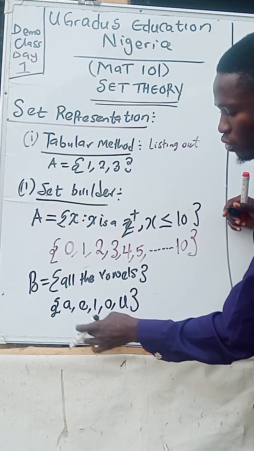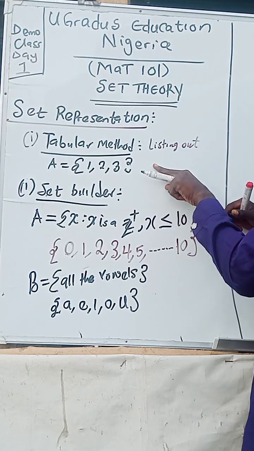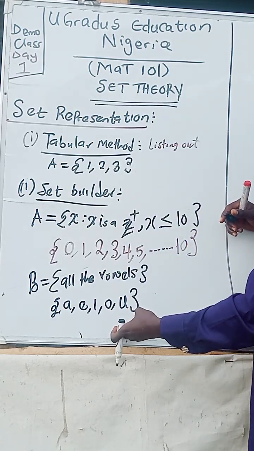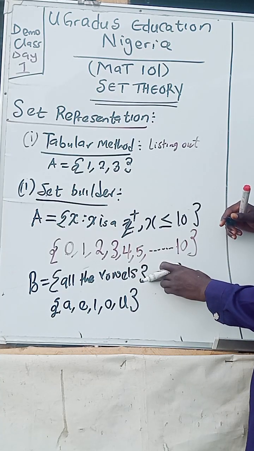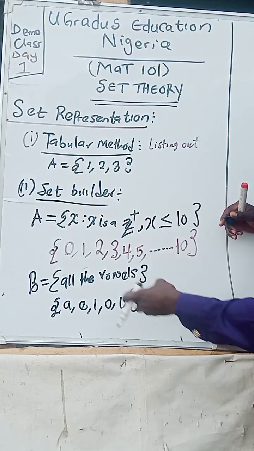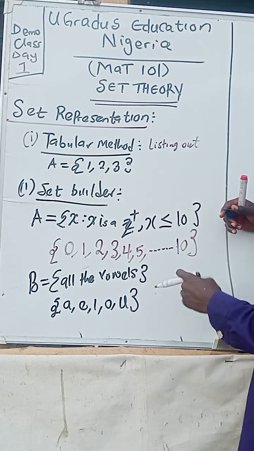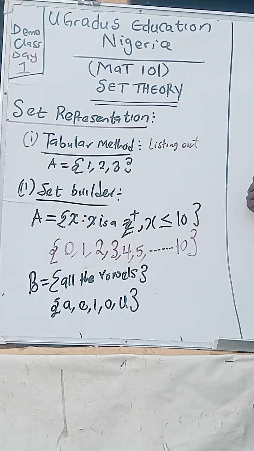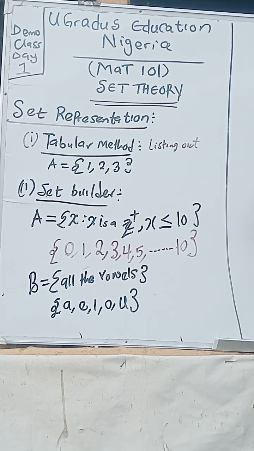That means instead of them helping you to list out the members, what I just did now is the tabular method. Whenever you list out the members of a set, then that's tabular. But when it is encoded in a particular formula, or they describe the properties of that set, then it is set builder. All right? That is it. I hope you get it. Tabular method, you list. Set builder, it is encoded with a particular code. Then you are expected to interpret, comprehend, and write out the members of the set.